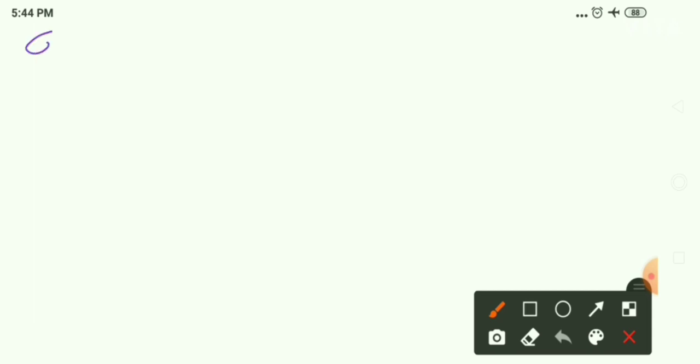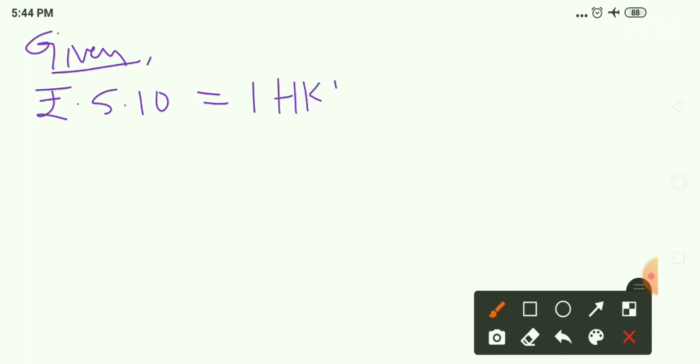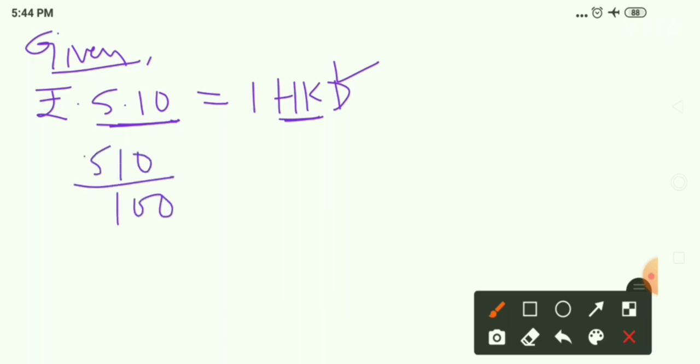So first write given. Then you will write 5.10 rupees make 1 Hong Kong dollar, HKD, Hong Kong dollar. Now convert this number into its fractional form. So it will be 510 upon 100. Now 1 it will be Hong Kong dollar.